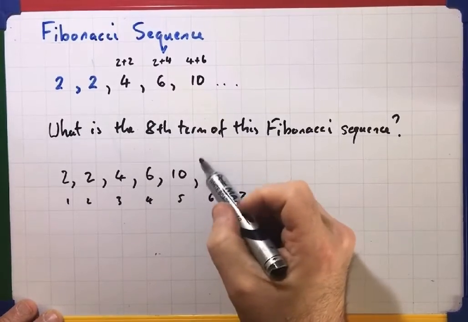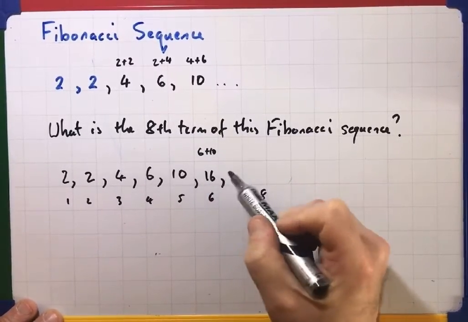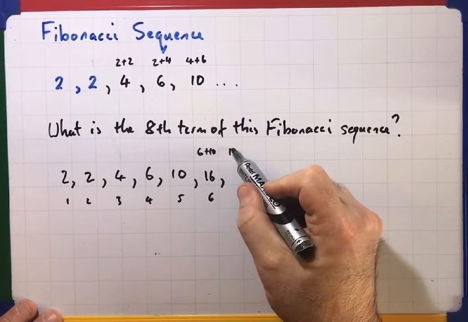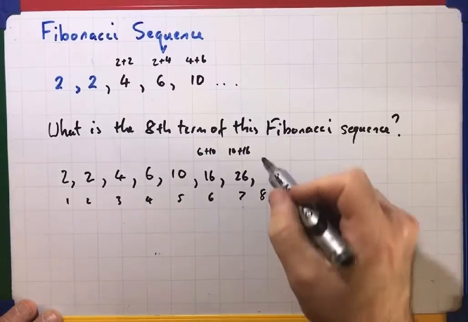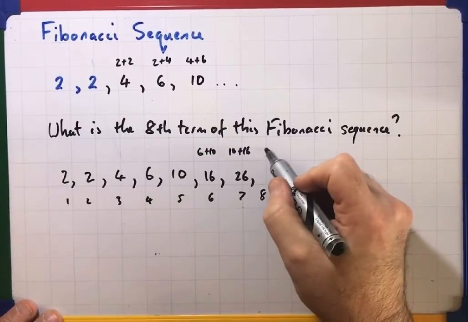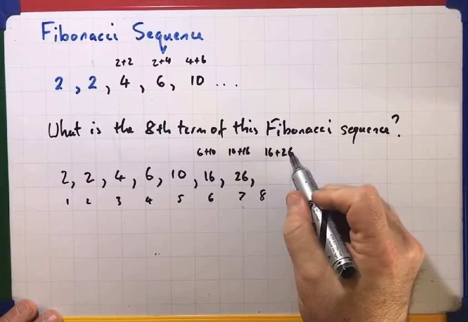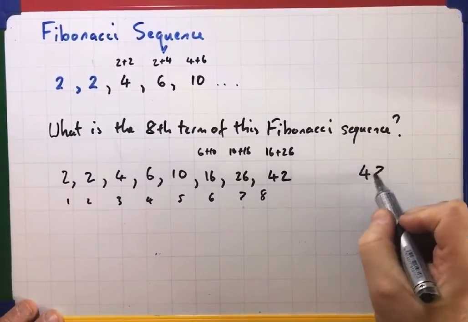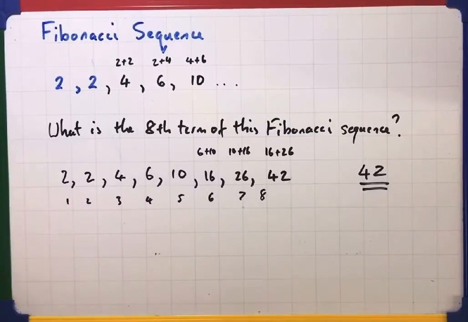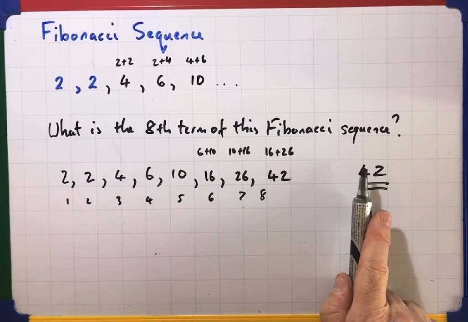So we know the next one would be 6 plus 10, so 16. The next one would be 10 plus 16, which is 26. And the one I'm actually after, the 8th one, would be 16 plus 26. Okay, 32, 42. So the answer to that would be 42. Okay, so that's how the Fibonacci sequence works.